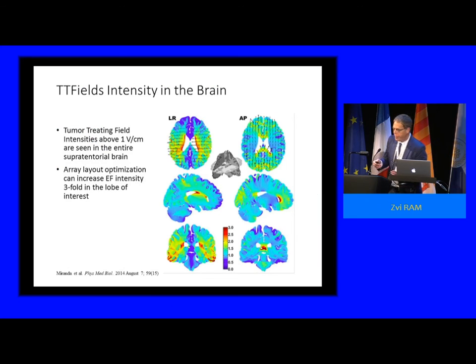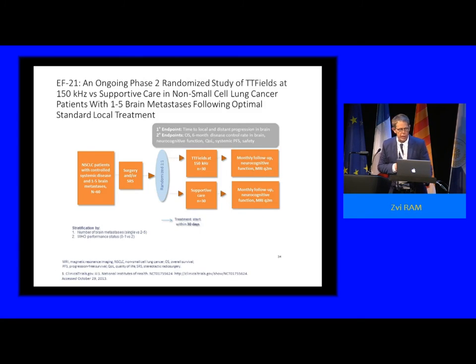Looking at physical characteristics of TT fields, we know that we can cover the entire brain. And more than that, if we do an optimization of the layout of those electrodes, we can even target specifically a lobe of interest, getting a high intensity of the electrical fields. So this led to the assumption that one can use TT fields for either treatment or prevention of brain metastases. And there are 2 studies that are looking at that. This one has been ongoing for over a year now. This is a phase 2 randomized study.